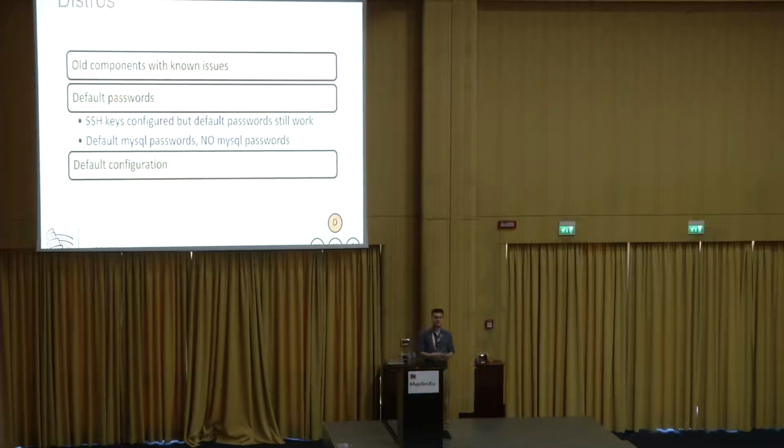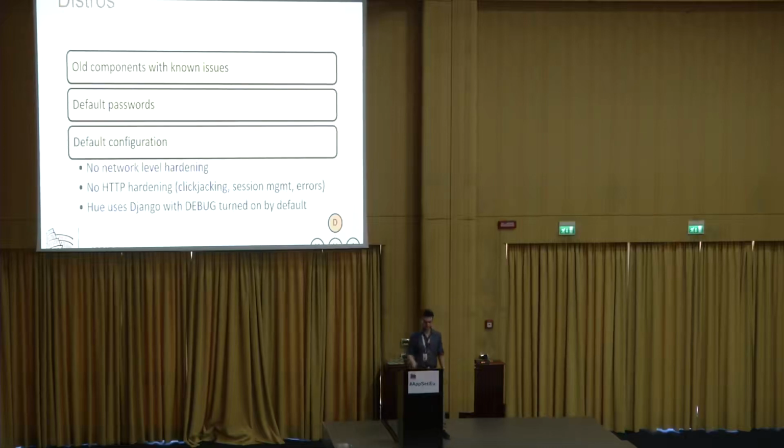OK, of course, we've got some other default configuration, like default passwords and SSH keys configured by default. We found default MySQL passwords in the small interfaces which help the bigger interfaces, but there were no MySQL passwords or default MySQL passwords. Of course, the default configuration also has no network level hardening, and the HTTP security headers are mostly lacking. And as I mentioned, the HU uses Django with the debug turned on, so you can get a lot of information from the debug in Django.